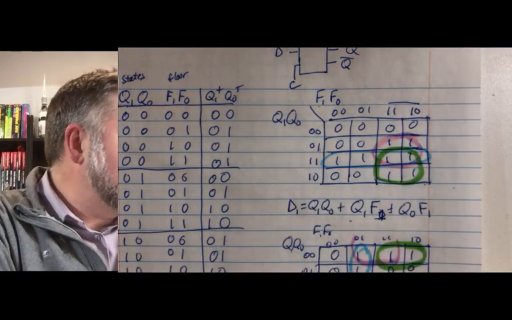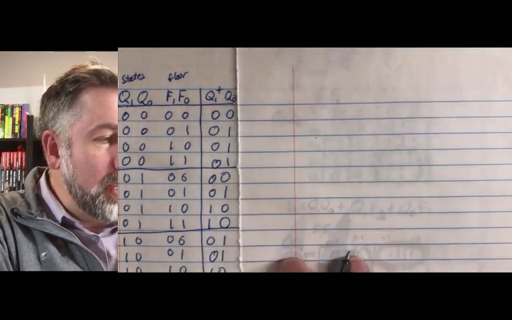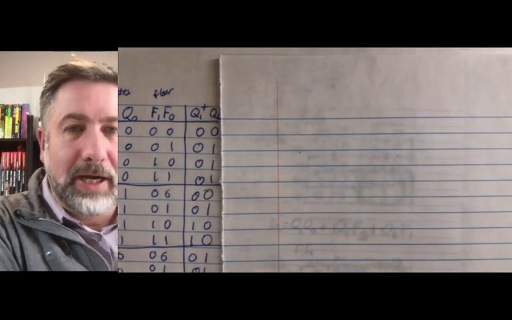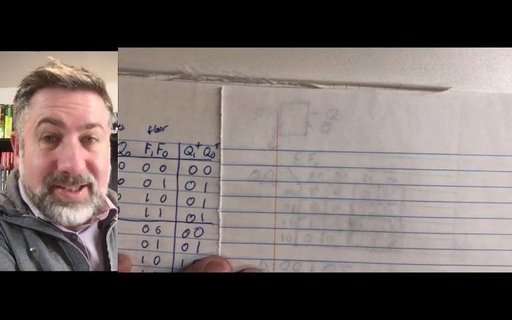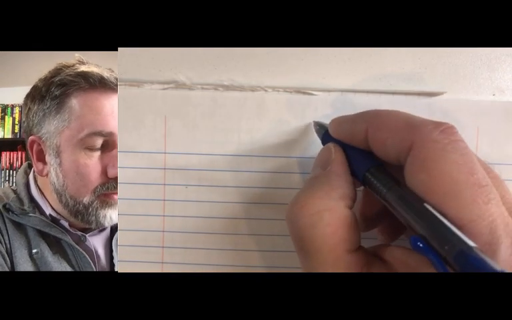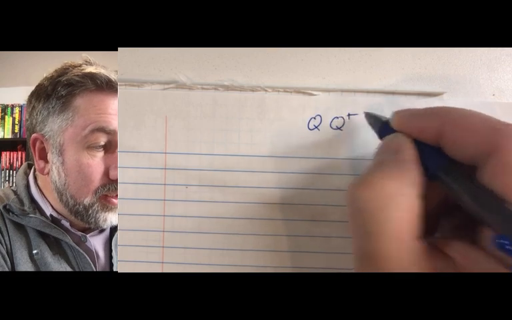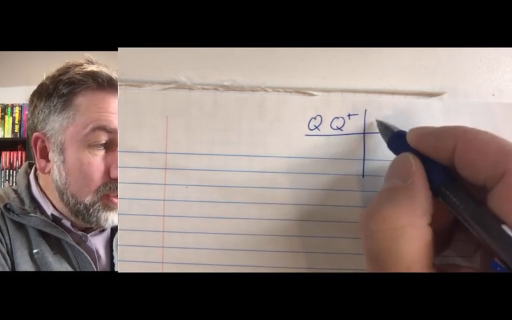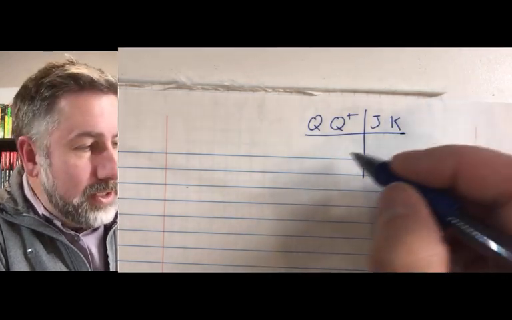Given this, I'm going to actually start with another sheet of paper for the JK inputs. So first thing we're going to do is remind ourselves how a JK flip-flop works. We need the excitation table for the JK flip-flop. And that looks like this. If I'm in state Q and I want to be in state Q, what do I have to provide as J and K values to make that transition happen?